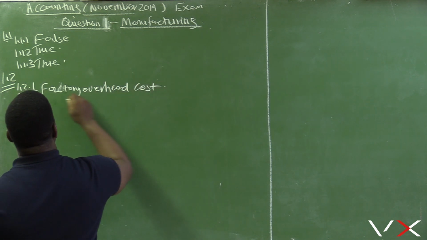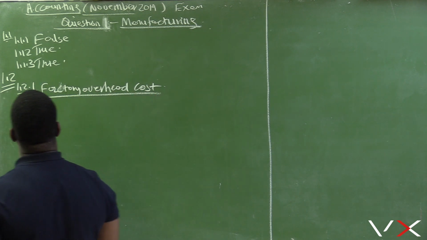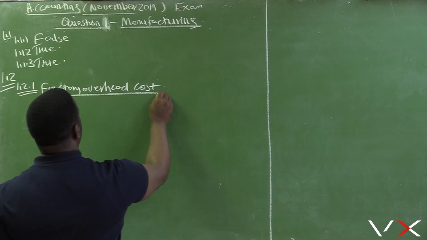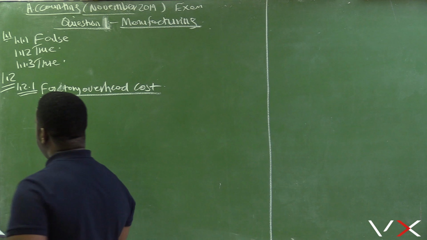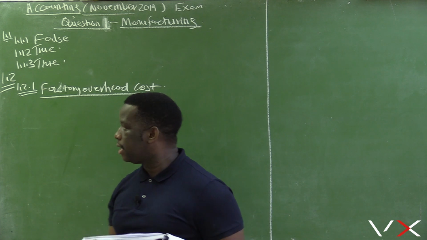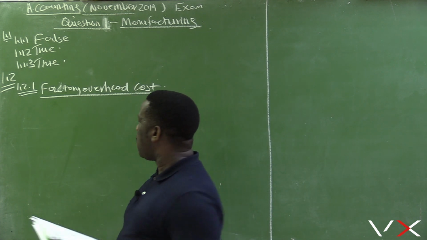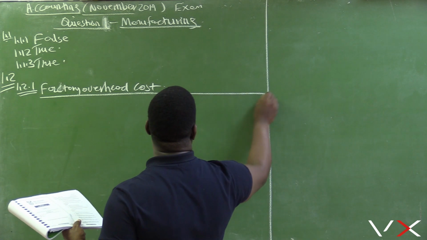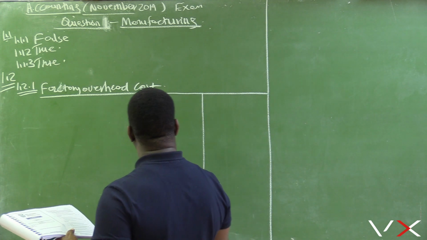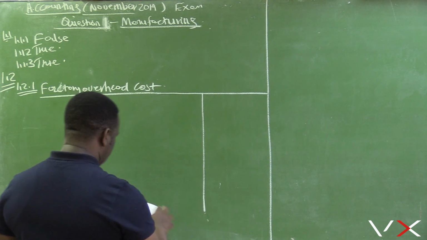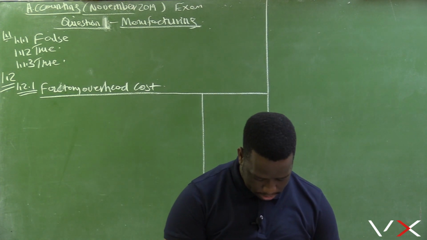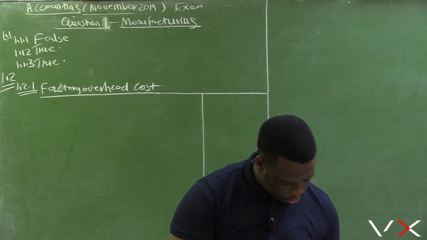There are 3 manufacturing costs: the direct labor cost, the direct material cost, and the factory overhead costs. The total of these 3 costs is the total cost of production. Right now we are doing factory overhead cost, where we record indirect materials, indirect labor, and all other factory expenses. So let us go to our information for the desks.